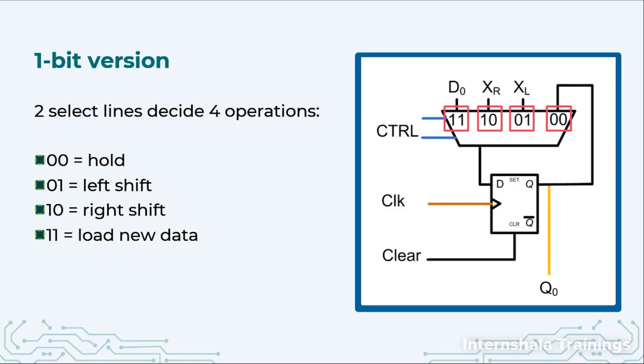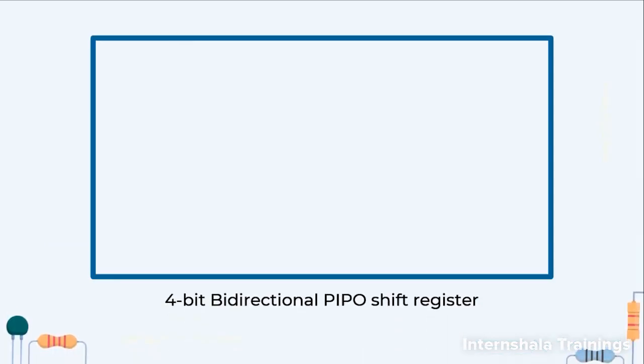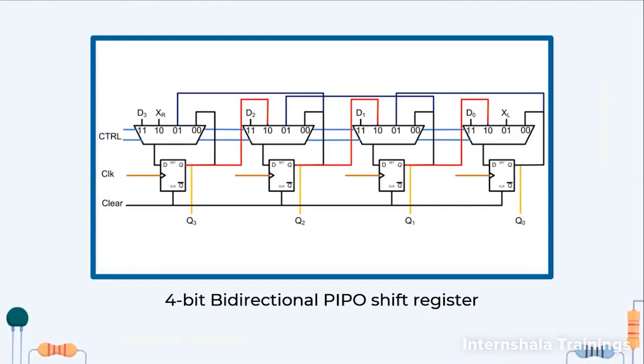Now, if you have a look at this 1-bit circuit, you can see that the input for 0, 0 is attached to the output of the D flip-flop. That means we are going to hold. When we are performing left shift, a new input is coming from the left shift input XL. When we are performing right shift, a new input is coming in the form of XR. And when we are loading new data, then D is coming at 1, 1. Now let us extend it to a 4-bit version. So here I have a 4-bit bidirectional parallel in, parallel out shift register, and let us understand how this circuit is going to work.